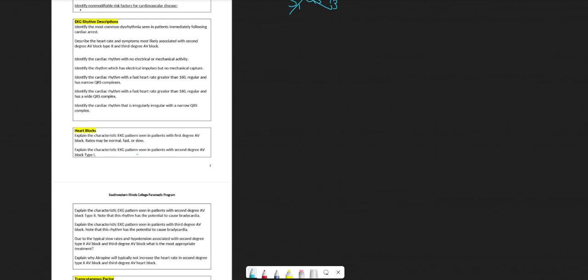Identify the characteristic EKG pattern seen in patients with second degree AV block type 1. So Mobitz 1 is the gradual lengthening of the PR interval. So then we have a P wave and it's longer, and then we have our QRS, and then we have a P wave and it's even longer. This is obviously a little bit of an exaggeration. And then we have a P wave and there won't be a QRS. So the PR interval gets longer and longer and longer, and then we drop a beat.